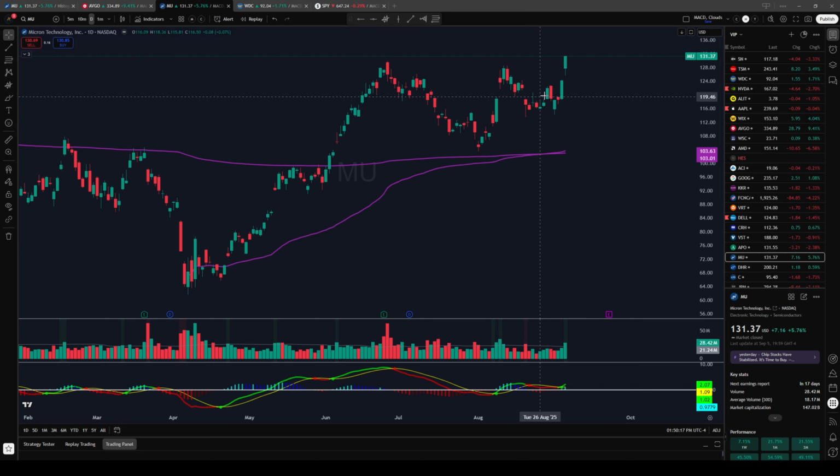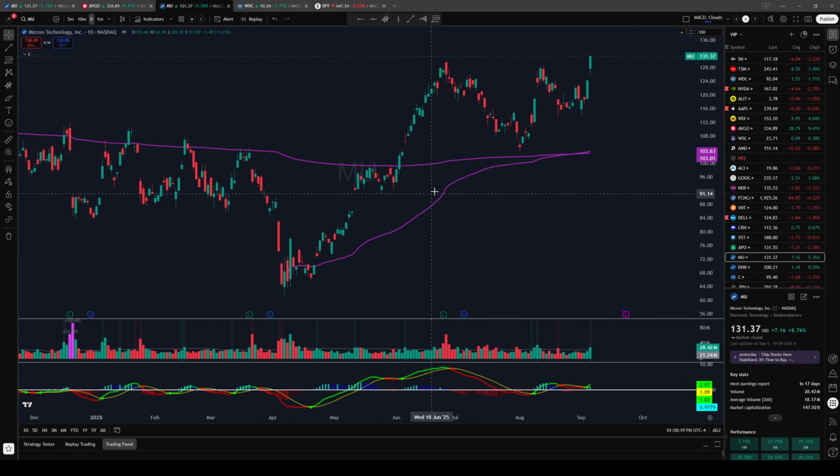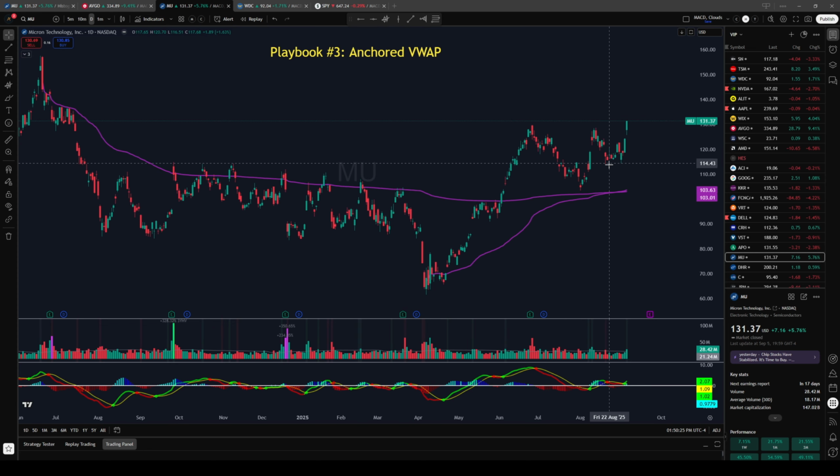As you can see right here with Micron, our two anchored VWAPs pinch together, and what's happening? The price is starting to rip higher. These are just some pretty powerful tools, but again, they're just one tool. Don't forget, you need a whole toolbox to build a house.